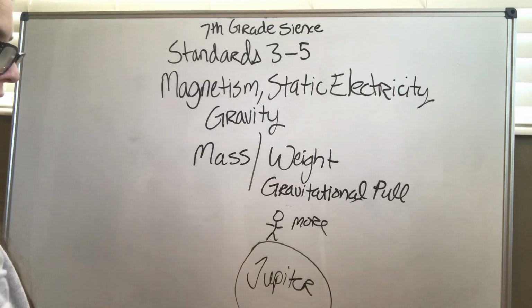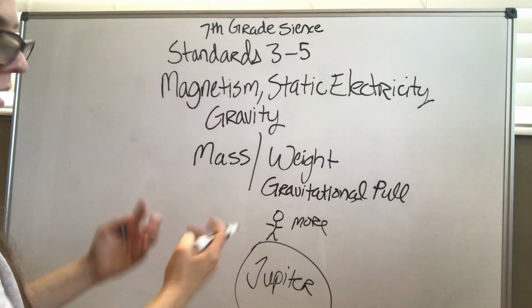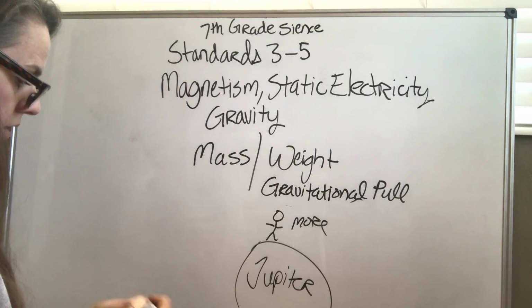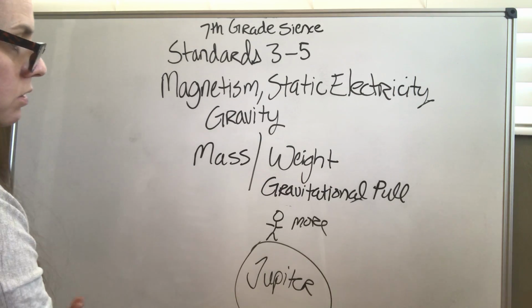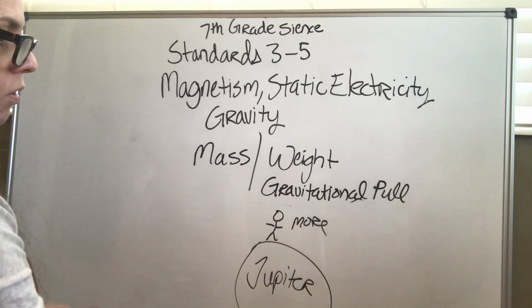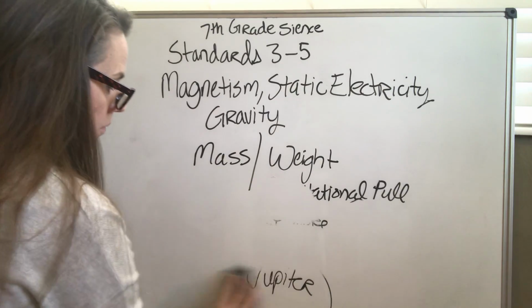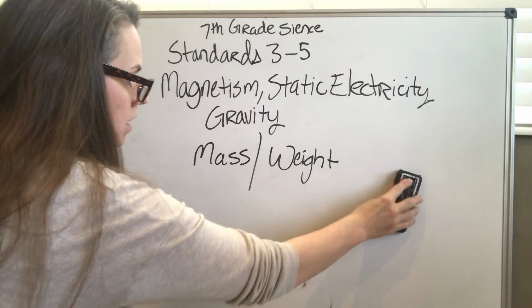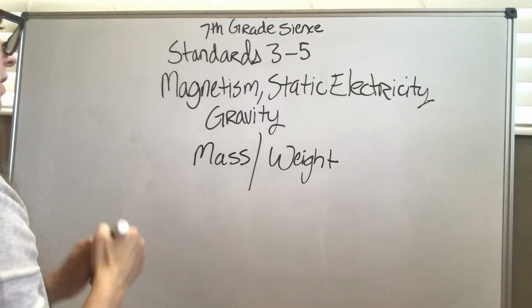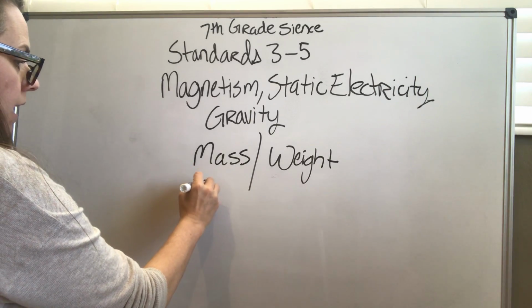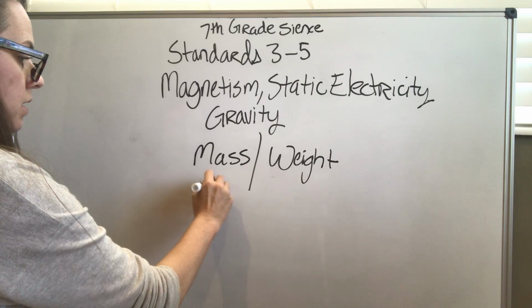on Jupiter, because Jupiter would have a greater gravitational pull on us than the Earth, and also a much greater gravitational pull than the moon has on us. But mass is just a measurement of how many atoms we have in us.